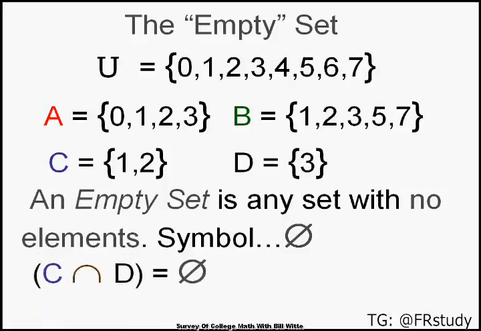The intersection of C and D is the empty set. There's something screwy around here. This is not the empty set because it's not empty. It has something in it. Okay? It has no members.